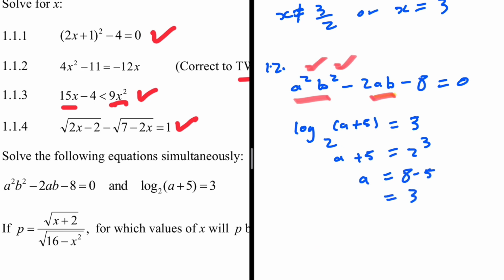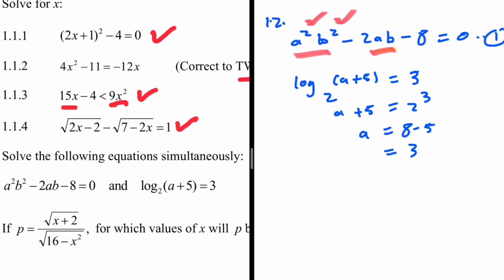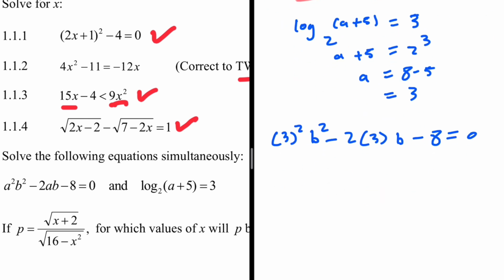There we go. So now we can just substitute the value of a into this equation. In doing that, we get 3 squared b squared minus 2 times 3 b, no need to use brackets, minus 8 equals 0. 3 squared is 9, so 9b squared. 2 multiplied by 3 is 6, but we have b, minus 8 equals 0.